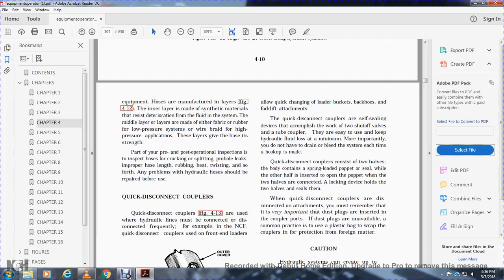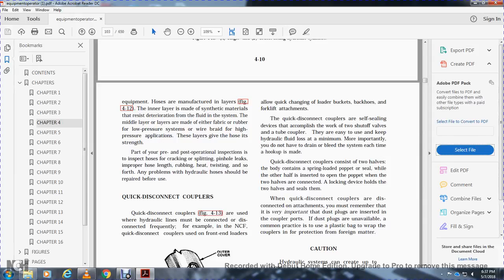After changing and loading the bucket or forklift attachment, the quick disconnect coupler keeps hydraulic fluid loss to a minimum. It is important that you do not have to drain and bleed the system each time a hookup is made. Quick disconnect couplers have two halves, each containing a spring-loaded poppet and seal. With the halves inserted, they open the poppets, and a locking device holds the two valves and seals together.